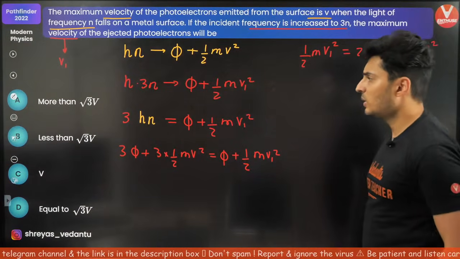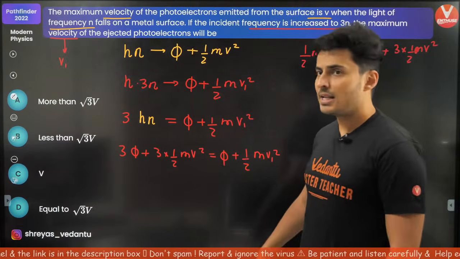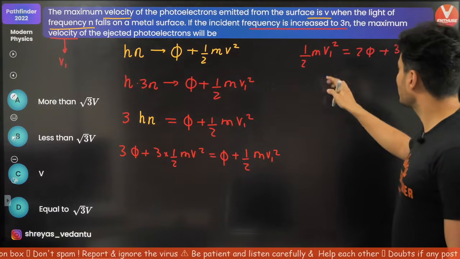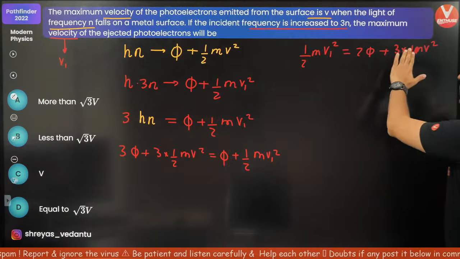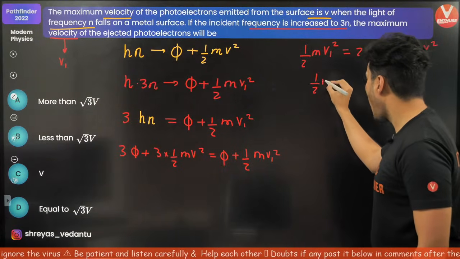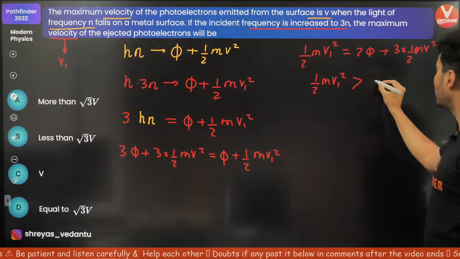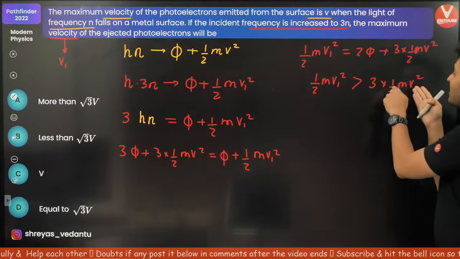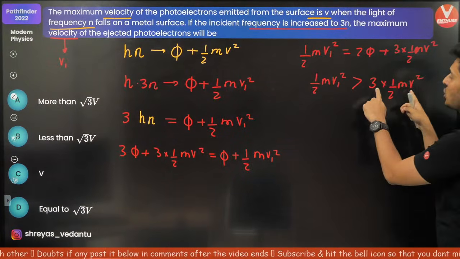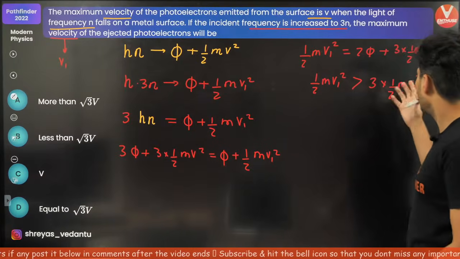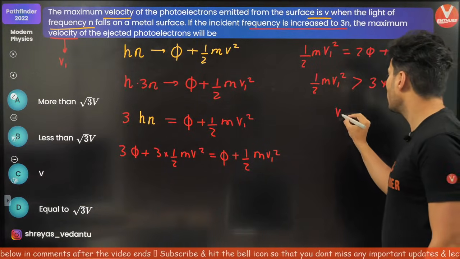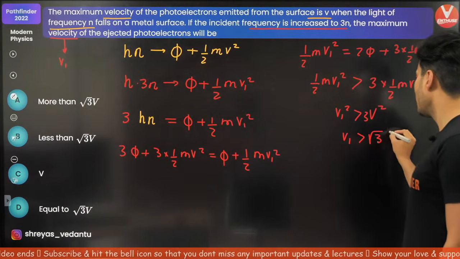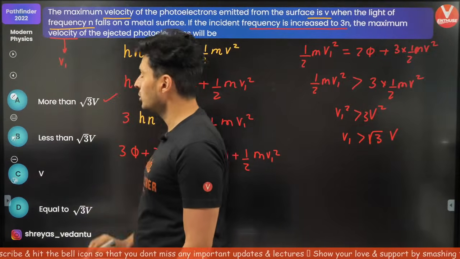Now what does this equation tell you? The question demands that we compare v1 and v. Half m v1 square is 2 phi plus this, which means half m v1 square is more than 3 times half m v square. Reason: you add something to this, then you get this, so this number should be more than this number. Half m cancels, so v1 square is more than 3 times v square. Therefore v1 is more than root 3 times v. So the correct answer should be option A, I believe.